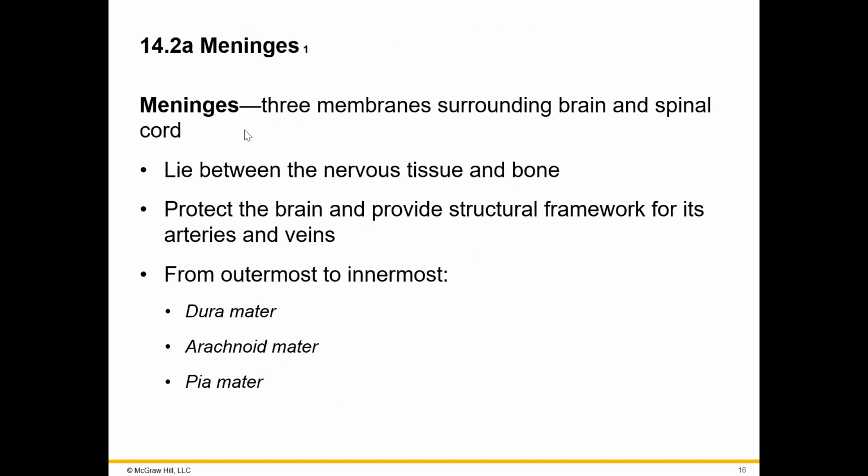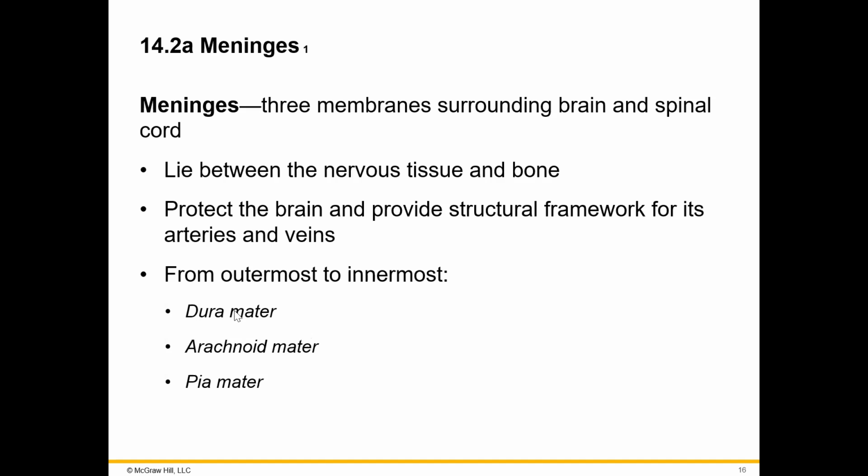So these meninges are very important because they are made up of 3 membranes. So 3 membranes surrounding the brain and the spinal cord. They lie between the nervous tissue and the bone. And they protect, they encapsulate, and they surround our nervous system. And they are made up, as we said, from 3 different layers. You have the dura mater and the arachnoid mater and the pia mater.